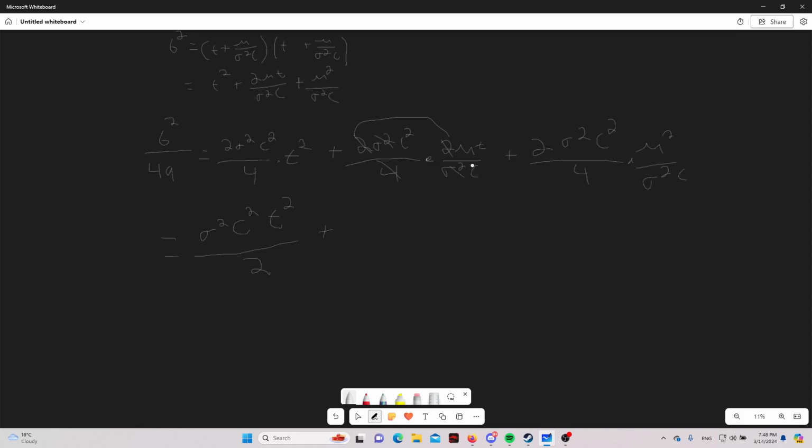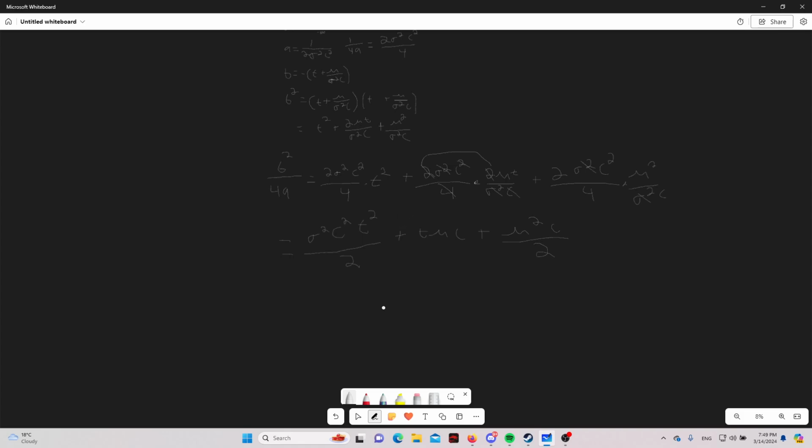One of the c's cancel out, so we just get 1, and so we get mu t, or I'm going to write it like this instead, t mu c, and then the sigma cancels out. This divides into 2, so we get plus mu squared c over 2.